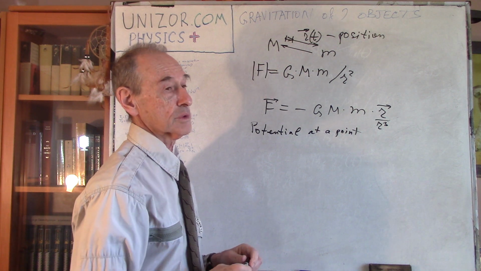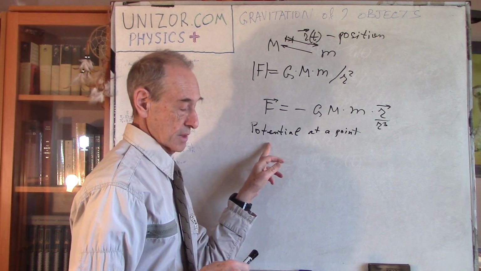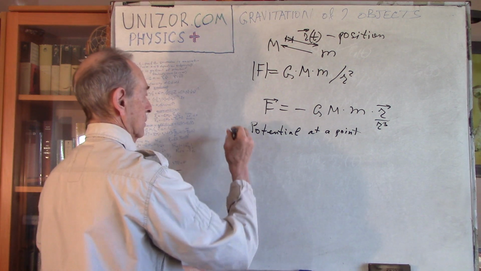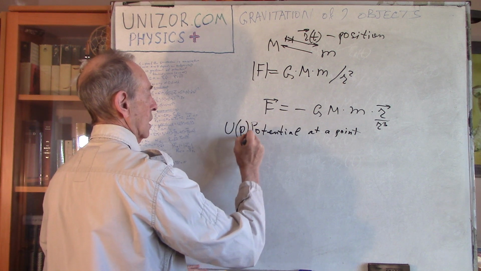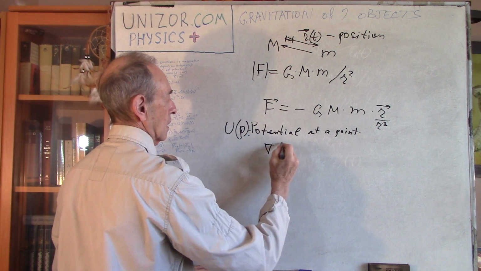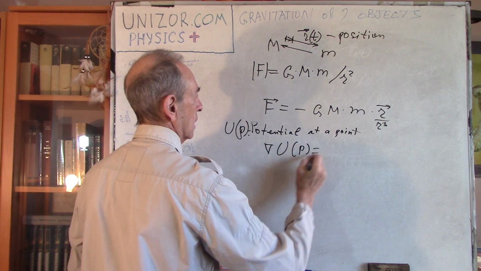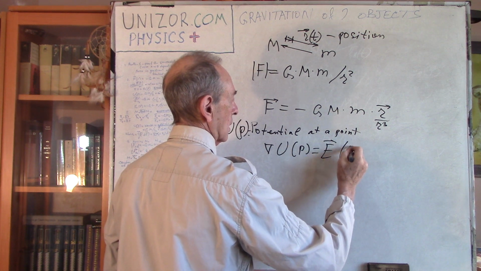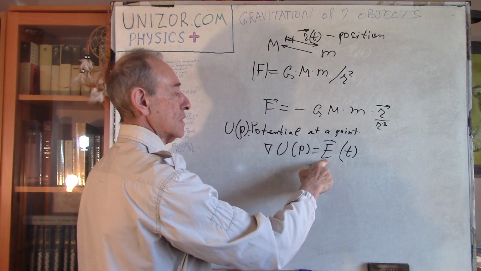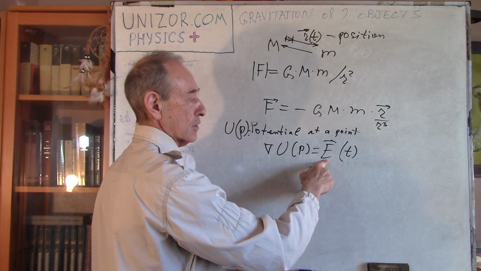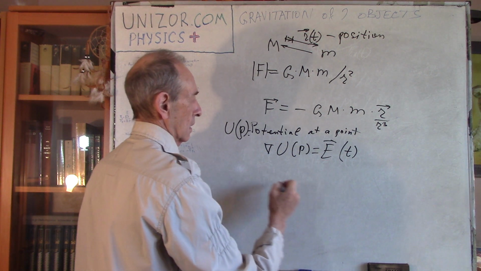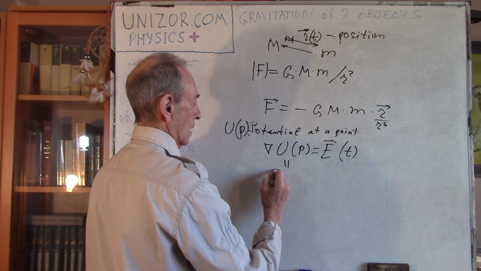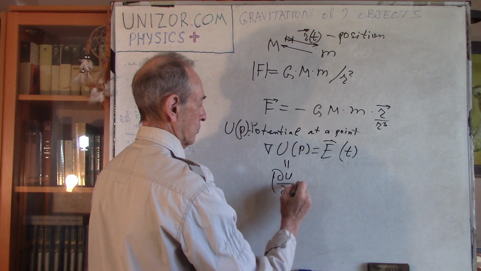Also what's important is that the gradient of potential U of P is basically the intensity of the field. Intensity means force per unit of mass. And the gradient, if you forgot, is basically a vector of partial derivatives.